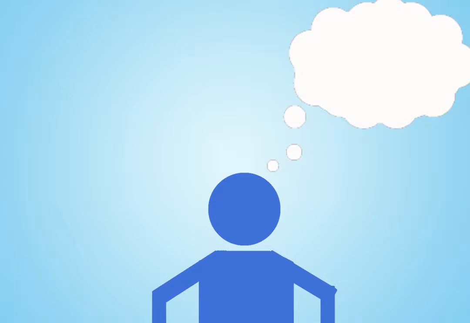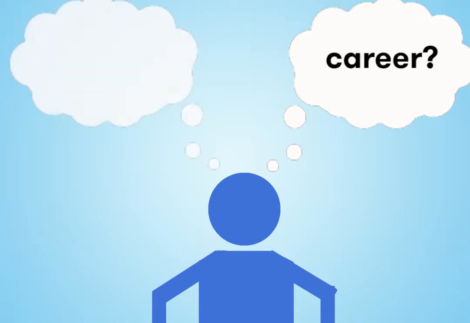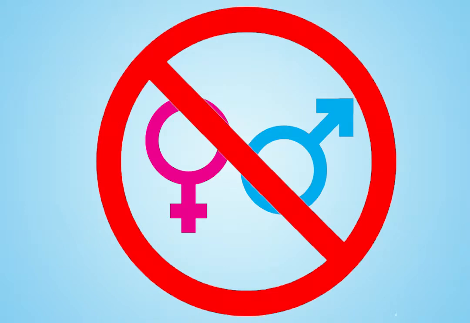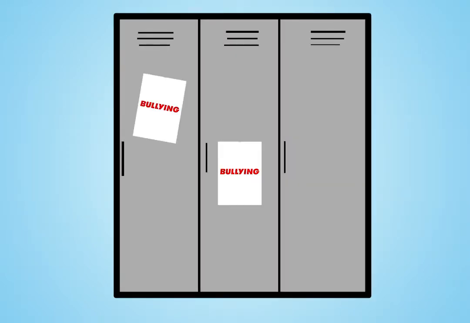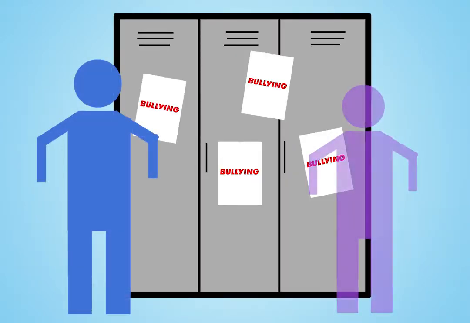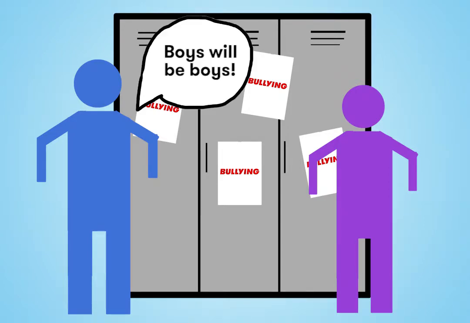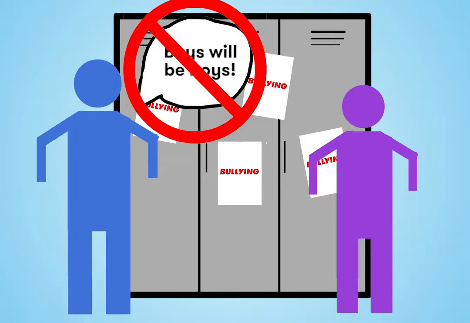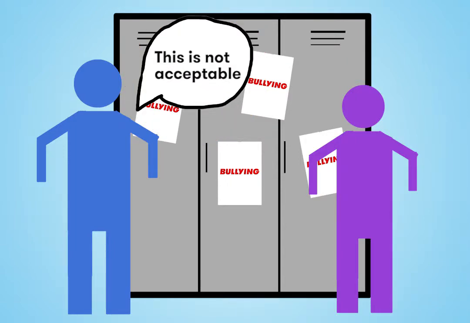Ask yourself if actions are based on a student's occupational objective or interest and aptitude, and not on the basis of their sex. Raise awareness about bullying and discrimination. If you see something, say something. For example, "boys will be boys" is not acceptable. Provide a safe space to girls.